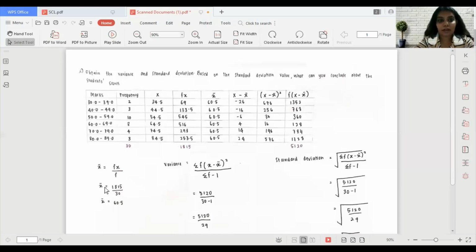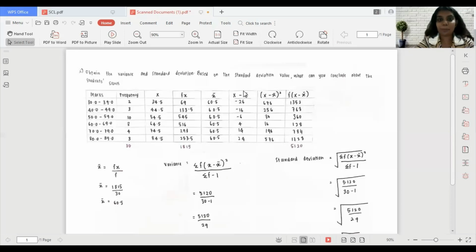So the mean, I've done the working here. Fx over f, which is 1815 divided by 30, which is 60.5. So all of this data will get a mean of 60.5.